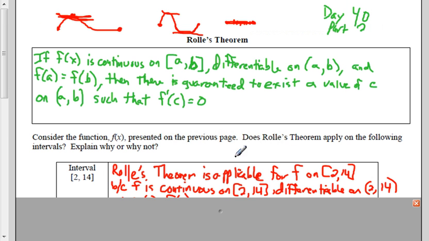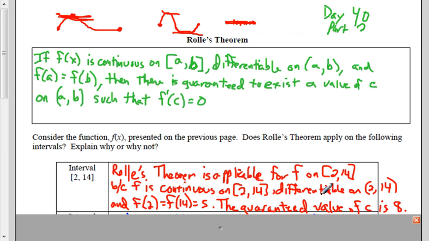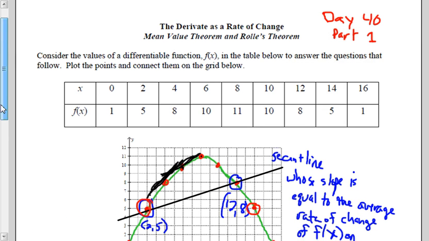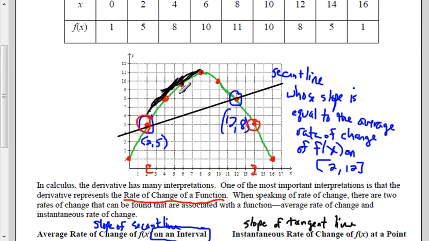So we just said it's continuous on the closed interval 2 to 14, differentiable on the open interval 2 to 14, and the values of the endpoints f of 2 and f of 14 are both equal to 5. Therefore, Rolle's theorem is applicable. And what do I get? I'm going to get that c is 8. Let's go back and look. Where does the derivative equal 0? That's right here, when x is 8, and that's the value of c.